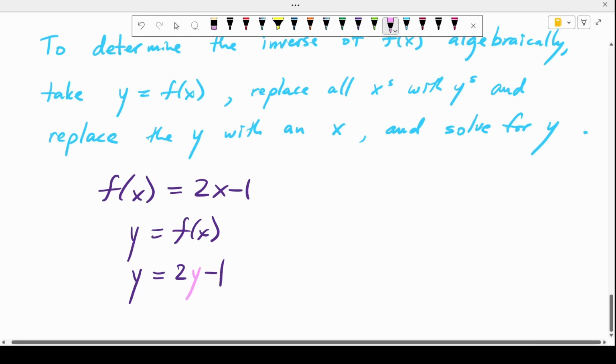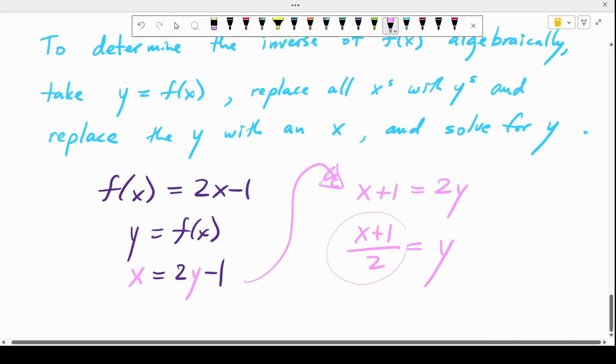You'll see that in chapter 4. I also replace the y with an x. Then I solve for y. Add 1 to both sides. Divide both sides by 2. And now, what y equals is my f inverse. So I would say f inverse of x equals x plus 1 over 2.